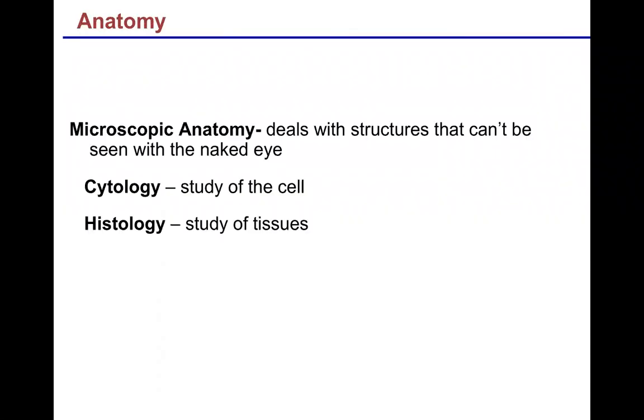The other kind is microscopic anatomy, which you cannot see without the use of a microscope. So you need a microscope in order to be able to see these structures. And there are two different kinds. One is known as cytology, where you learn about the study of the cells, and the other is histology, where you learn about the study of the tissues.